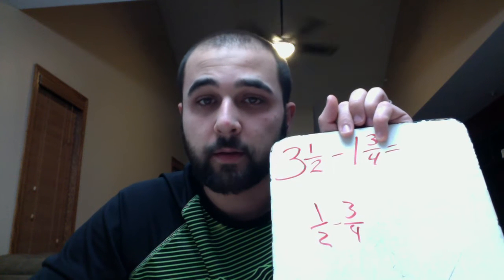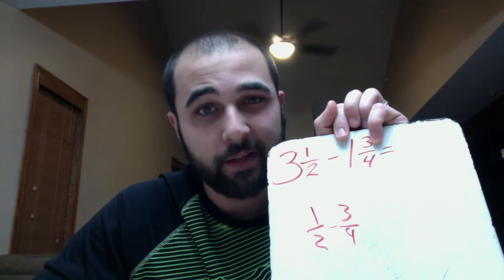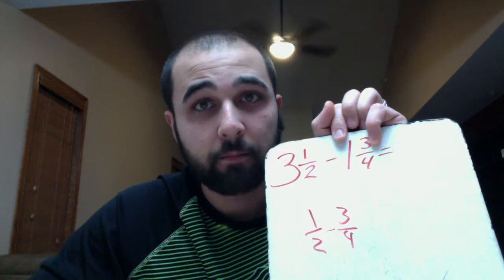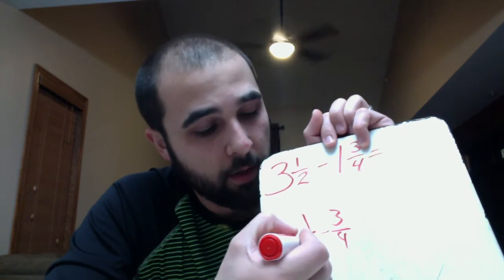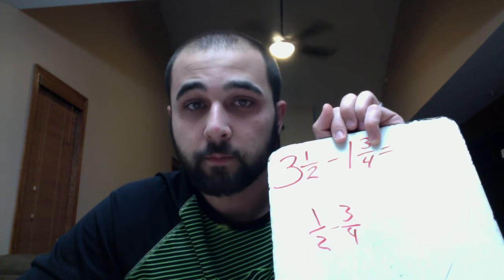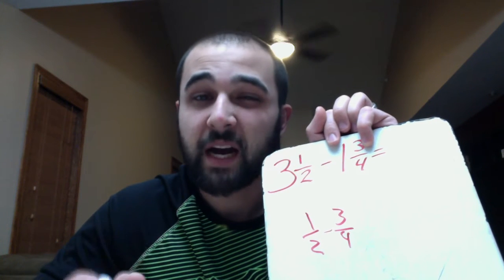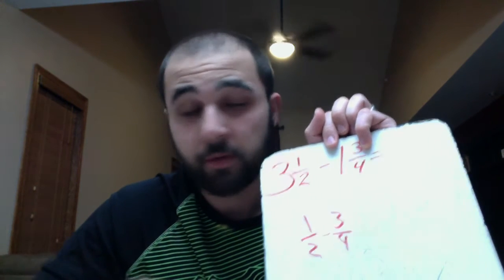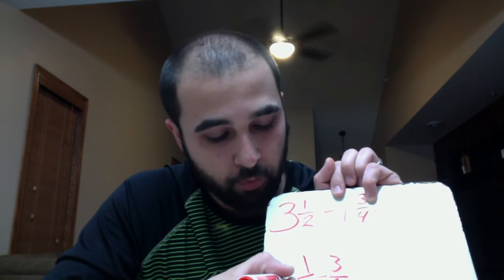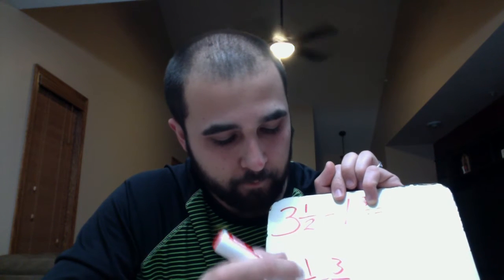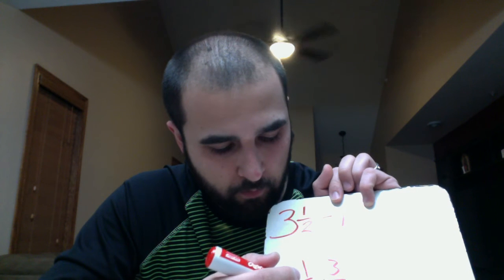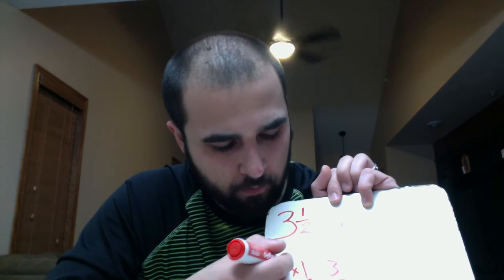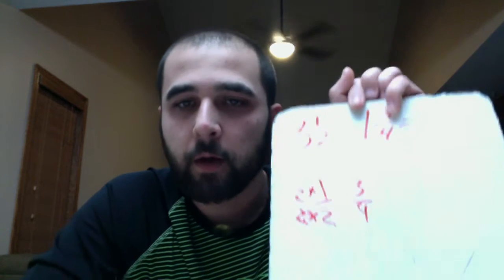So we're going to subtract these. Denominators are not the same. We need to make them the same. We can't do anything until we have that done. 2 can go into 4. 2 times 2 gives you 4. So that's the magic number we need to multiply by. Accidentally wrote a 3. There we go.